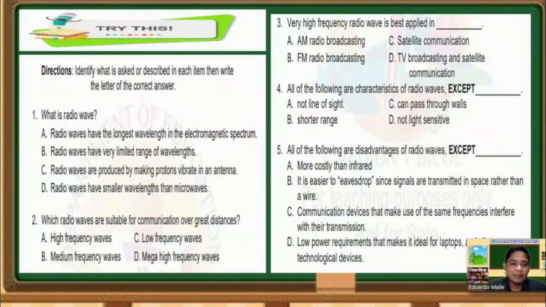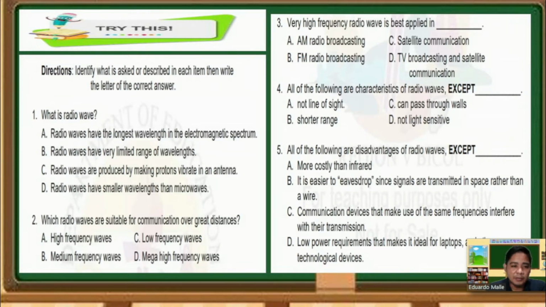Before we proceed, we have to try answering this pretest. Identify what is asked or described in each item, then write the letter of the correct answer. Number 1, what is radio wave? Letter A, radio waves have the longest wavelength in the electromagnetic spectrum.